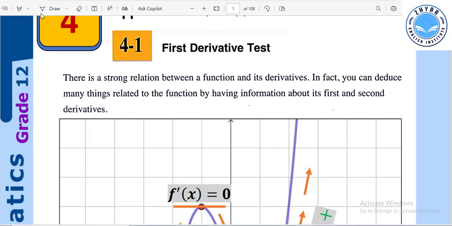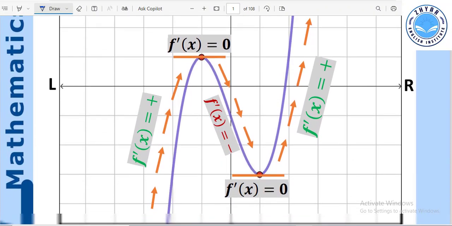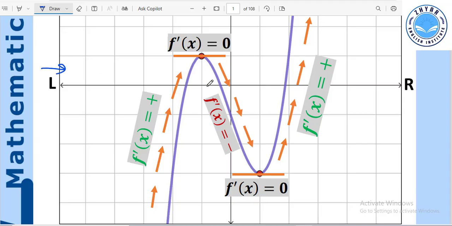Using the first derivative, we can find critical values, which are going to be maximum or minimum based on the first derivative test. And we can find intervals of increasing and intervals of decreasing. Let's have a brief explanation on this graph. We always look at every graph from left to right.